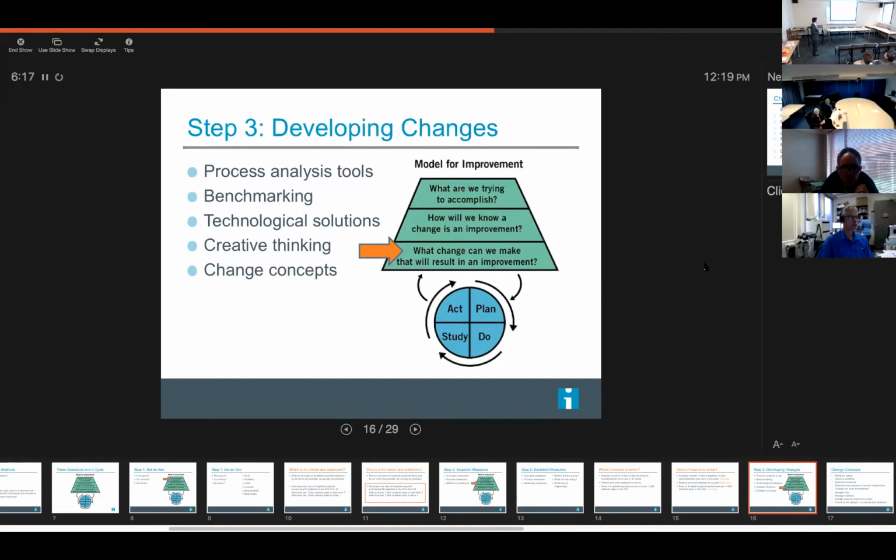So the third one is, what change can we make that will result in improvement? This is asking, what are the new things that you're going to do, or what are the things you're going to stop doing in order to make things better? Okay. And this is where your ideas and brainstorming and innovations and different ways of working and all that stuff come in. And that can be the fun part of it, because that can be quite a creative part of your planning stage.